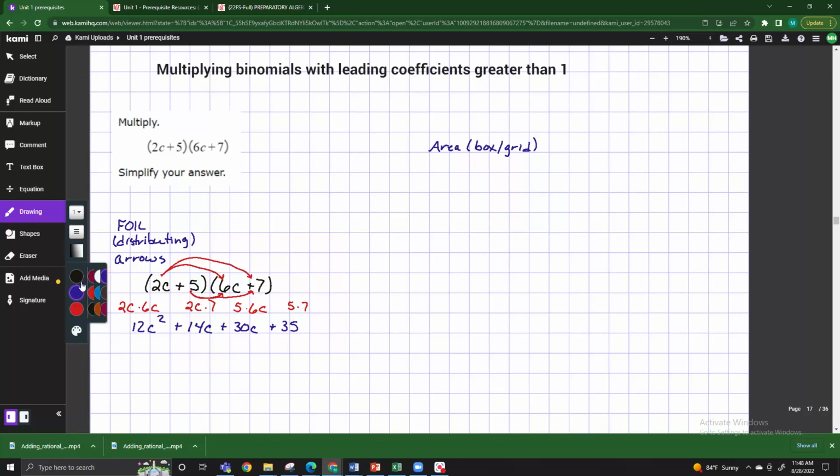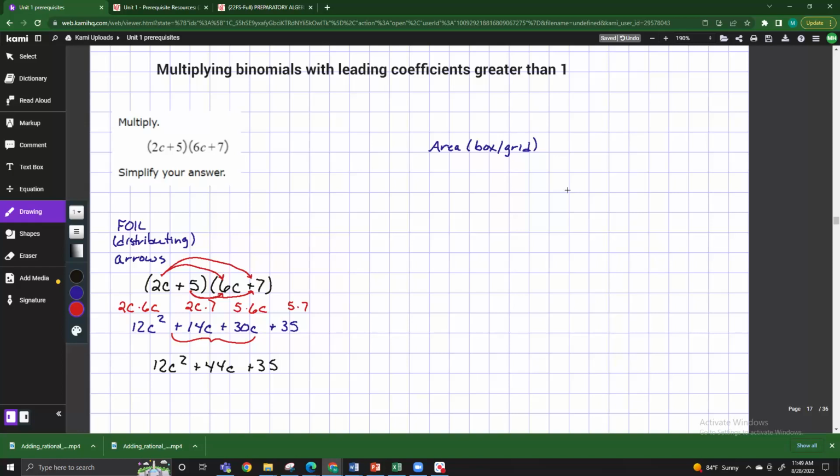We still have to combine like terms because these two have the same exact letters, same exponents on it. So my final answer is going to be 12c squared plus 44c plus 35.